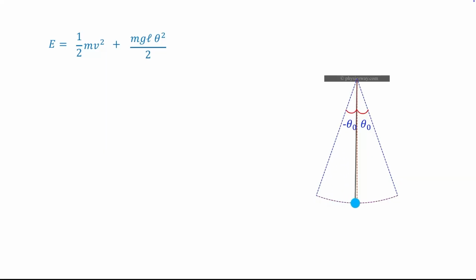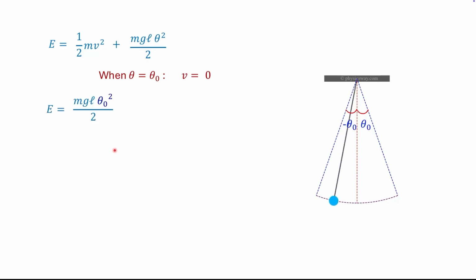The pendulum stops at the extreme positions before continuing the motion. So when the angle theta is equal to θ0, or negative θ0, the velocity of the bob is 0. Substitute 0 for v, and θ0 for theta, you get another equation for the total energy. Equating these two equations, you get this equation.